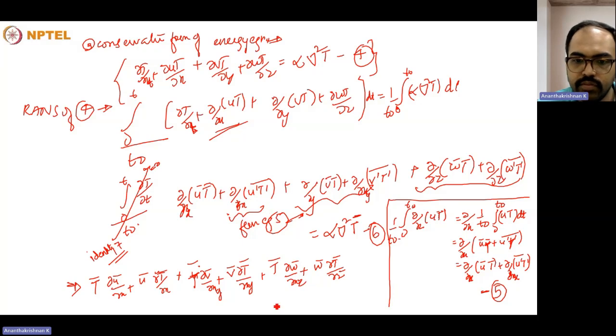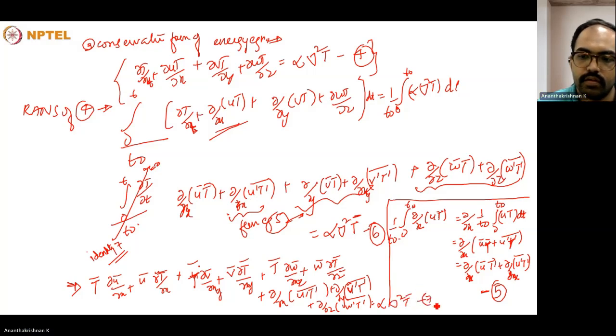And the fluctuating terms will be there. So that will be written as dou by dou x of u dash t dash bar plus dou by dou y of v dash t dash bar plus dou by dou z of w dash t dash bar is equal to alpha delta squared t bar. This will be 7.